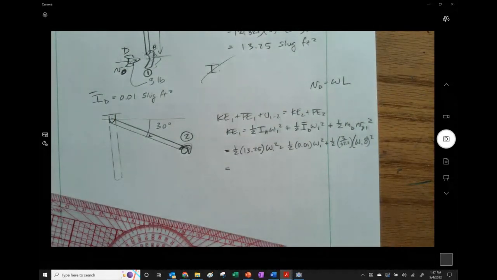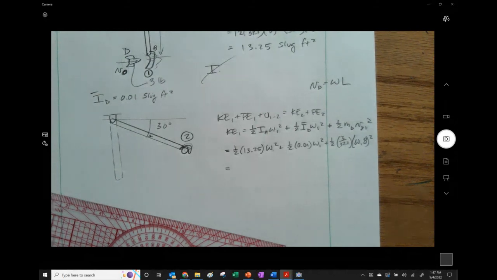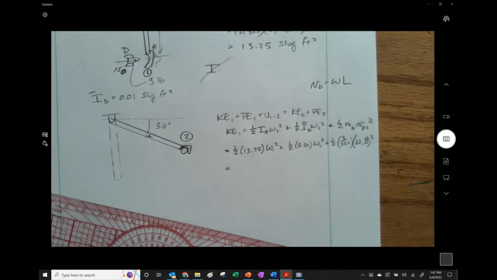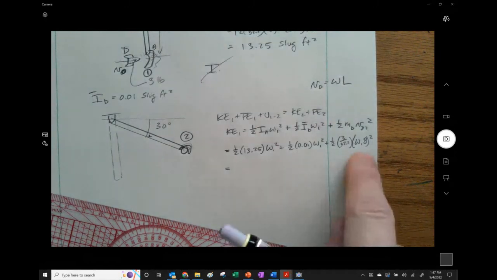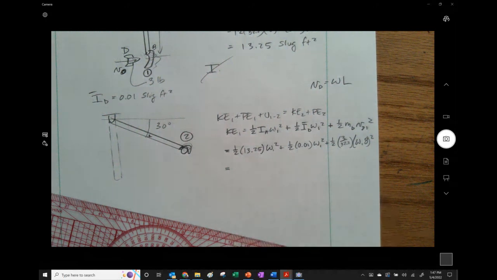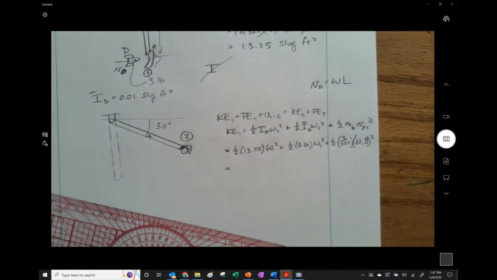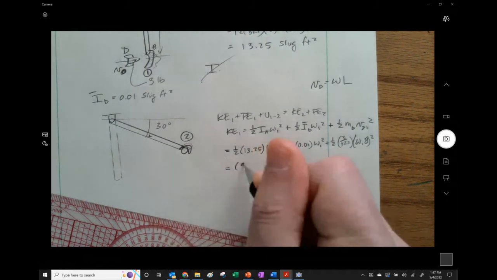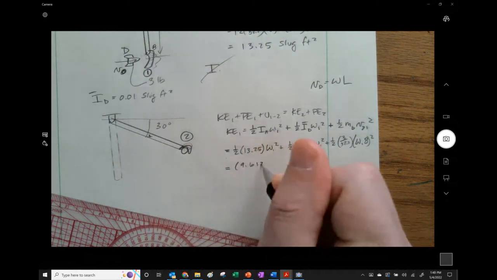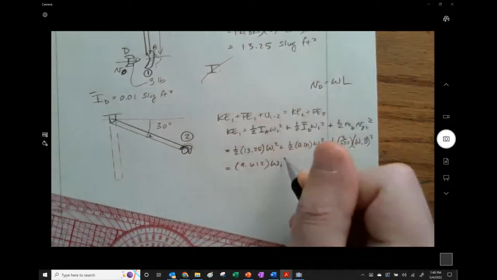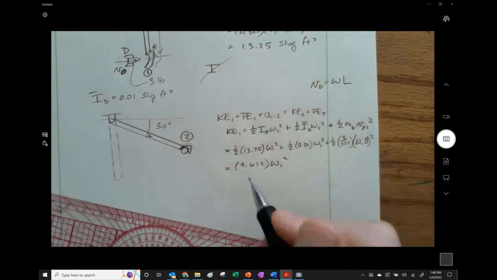0.01. It's hardly even worth it. Add that in there, but 3 divided by 32.2, but now we're going to take 64? Really? Wow, that's going to be a lot. 64 times, I guess it didn't turn out too much. You add them all together and I get 9.612 omega 1 squared.